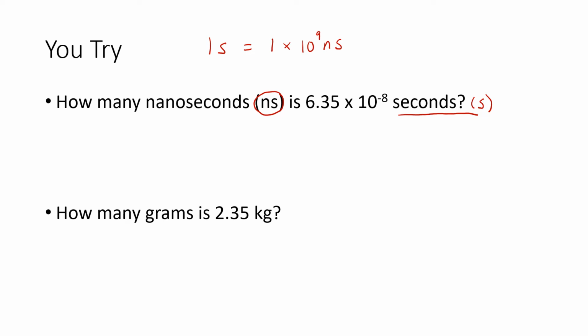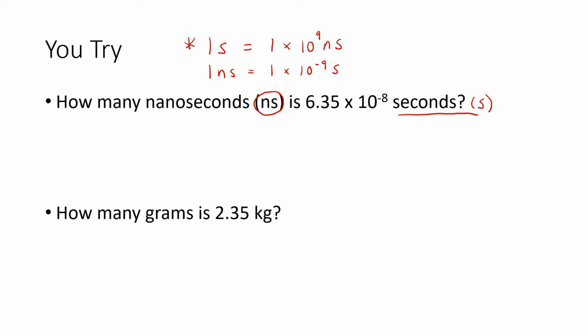If we had read it directly off the prefix chart, we would have said 1 nanosecond is equal to 1 times 10 to the negative 9th seconds. So there's going to be a really small amount of seconds in 1 nanosecond. I tend to use the top one because it's a little bit easier to process. So now that we have our conversion factor, we can set up our factor label.